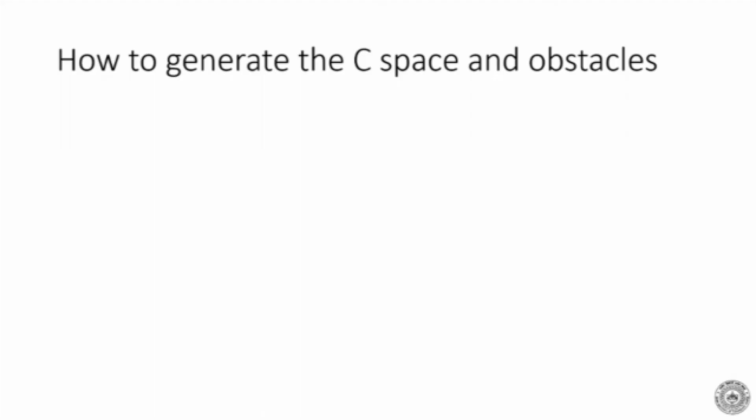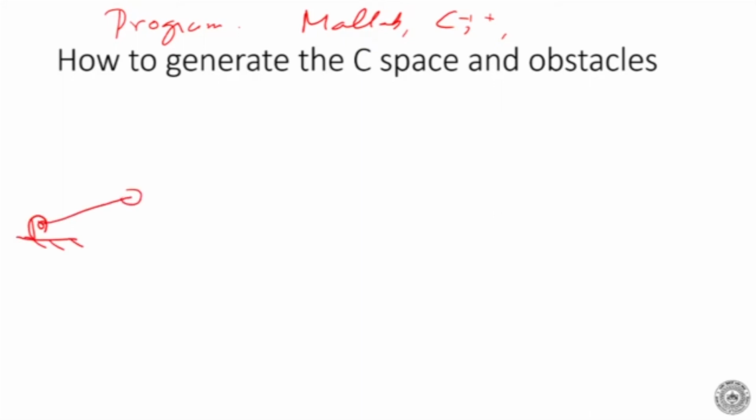Basically what we do is we write a program. You can write it in MATLAB, C, C++, or whichever language you want, or Python. The logic here is that we have this two link manipulator which has two links, L1 and L2. This is the point 0 0, this is x1, y1, this is x2, y2. This is my theta 1 and that's my theta 2.